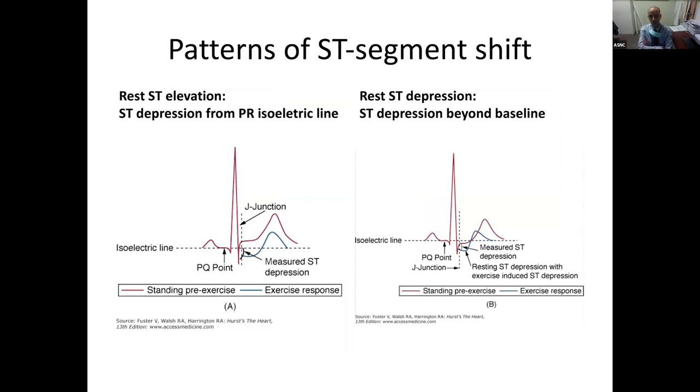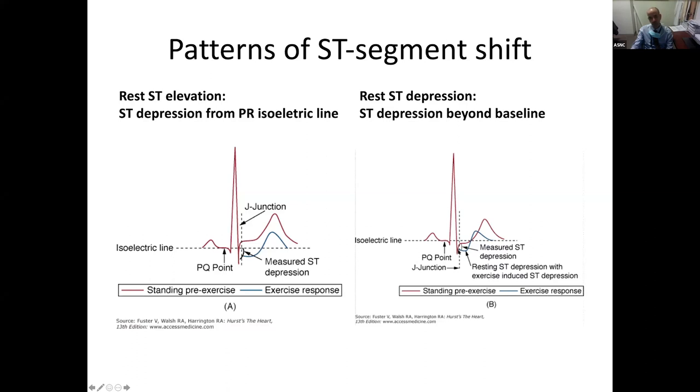So these are a couple of examples from textbooks about the patterns that we see for ST segment shifting. On the left side, I'll be talking about ST elevation. At baseline, you have the red tracing, standing pre-exercise. Some patients might have resting ST elevation, which is sometimes a repolarization pattern. But that's why we use the PQ segment as our isoelectric line and as our reference point. What you see here is that the exercise response, in the blue tracing, is actually depressed, not compared to the red line, but to the PQ point here. And that's what we measure as ST depression.